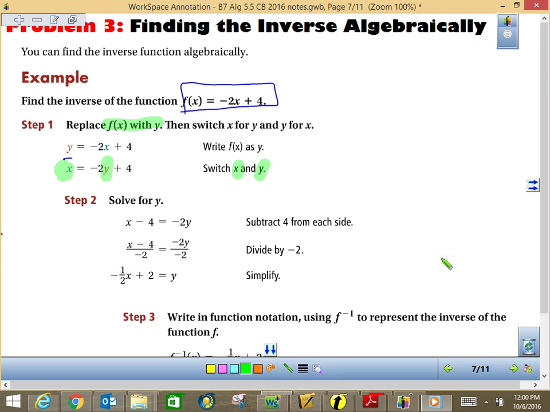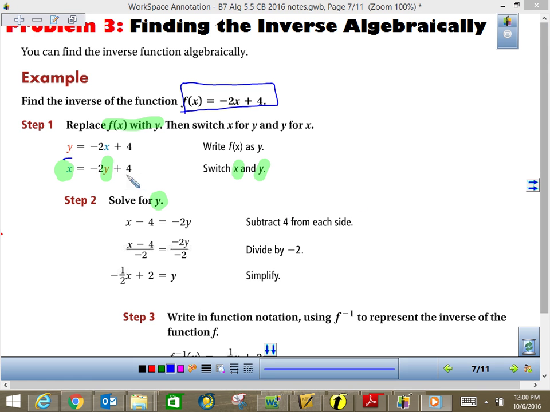And now you're just solving for y, like when we did literal equations. Okay? So what do we have to do to solve for y? Our first step is to subtract 4 from both sides. I get x minus 4 equals negative 2y. I am then going to divide everything by negative 2. I get negative 1/2, so I'm dividing, there is a 1 in front of that x, so negative 1/2 x. Negative 4 divided by negative 2 becomes a plus 2.